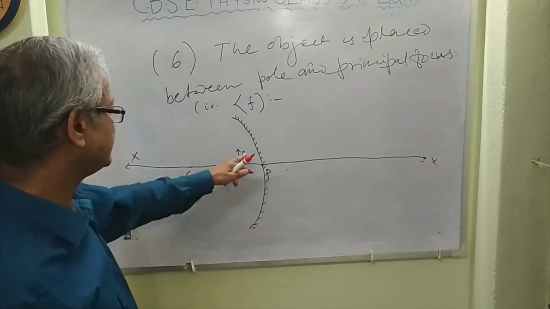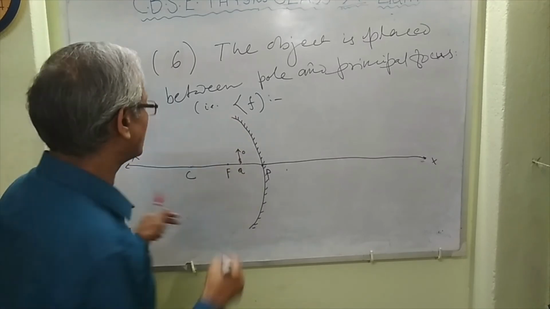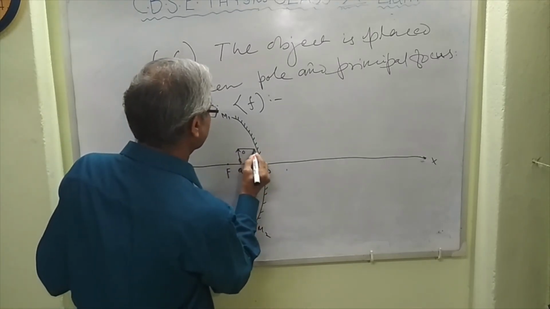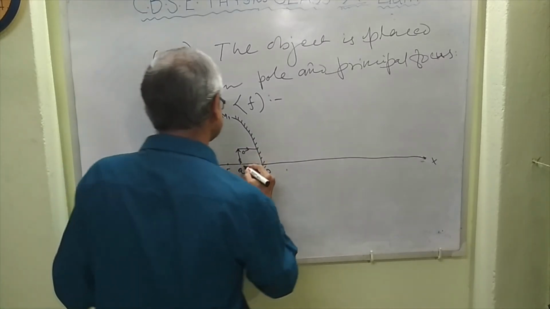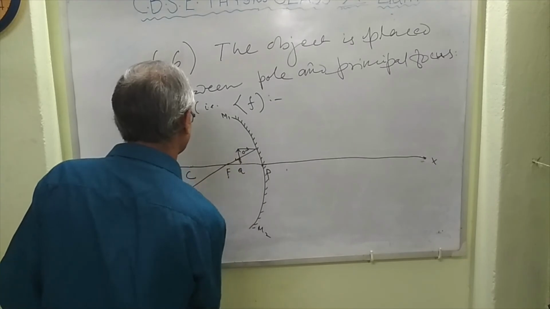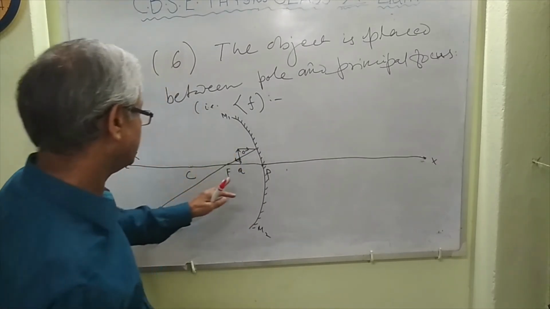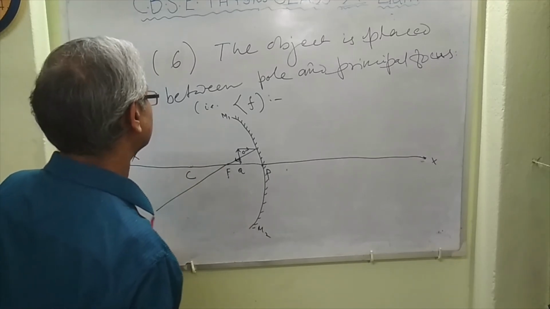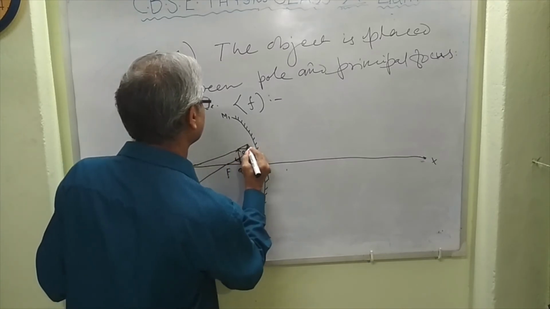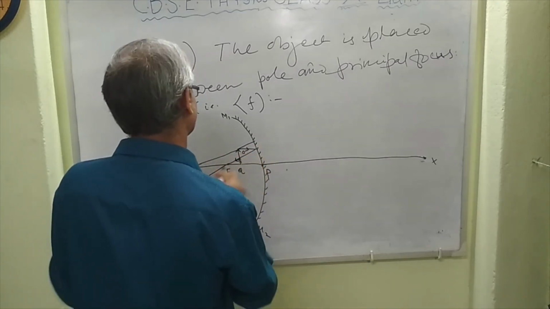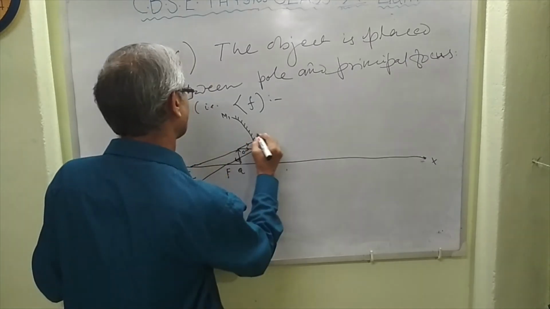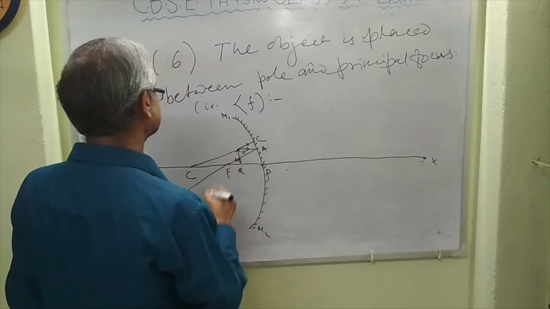Now, a ray of light coming from O is incident on the concave mirror M1, M2 on its reflecting surface, parallel to the principal axis, that is parallel to x prime. Then after reflection, it must pass through the focus. And another ray is incident perpendicular to the reflecting surface of the mirror at C. Hence, after reflection, it retraces its path.